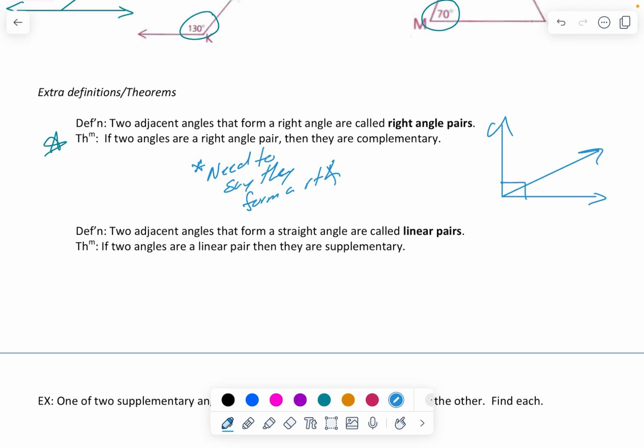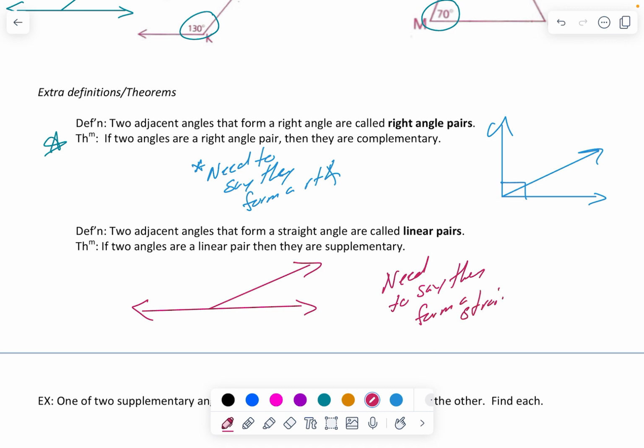Similarly, this was the other picture I drew earlier. If two adjacent angles form a straight angle, then they're called a linear pair and they're supplementary. And so we do need to say they form a straight angle.